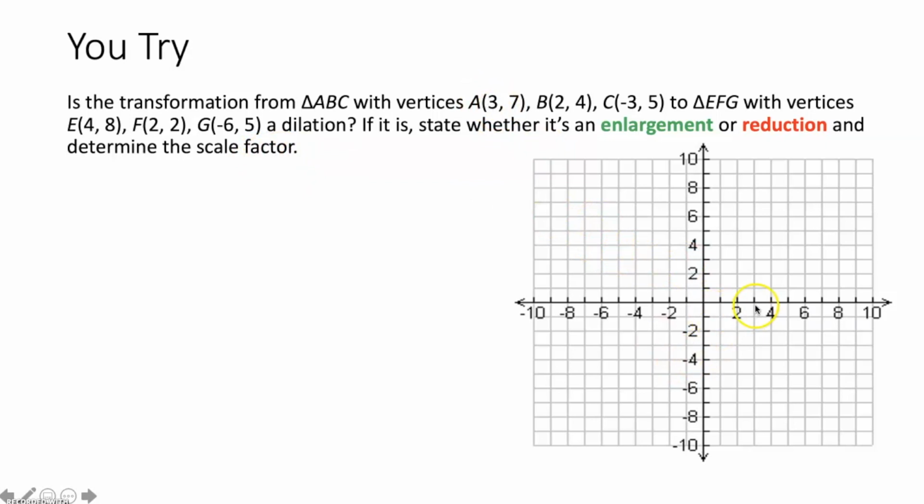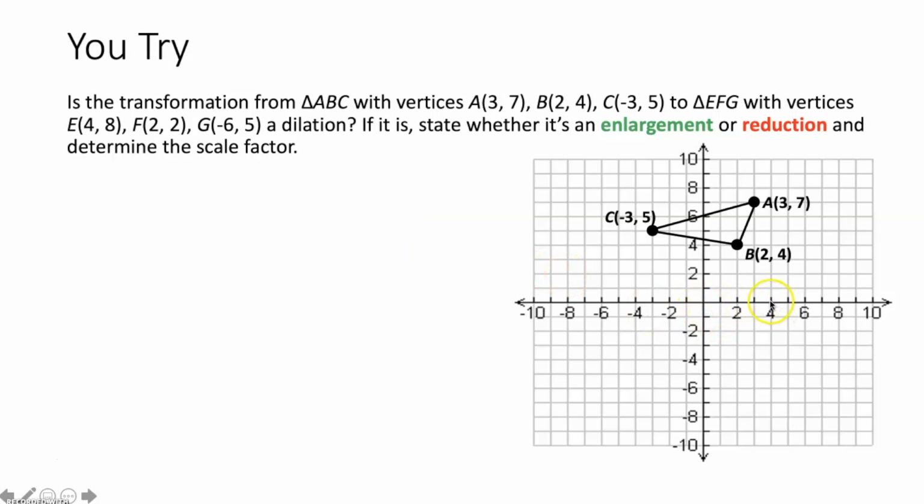We go over 3 on the x-axis, up 7 on the y-axis, put point A. Point B is at 2, 4. We go over 2 on the x-axis, up 4 on the y-axis, put point B. Point C is at -3, 5. We go over -3 on the x-axis, up 5 on the y-axis, put point C. There's our triangle ABC. Now we do the same thing with E, F, and G. So point E is at 4, 8.